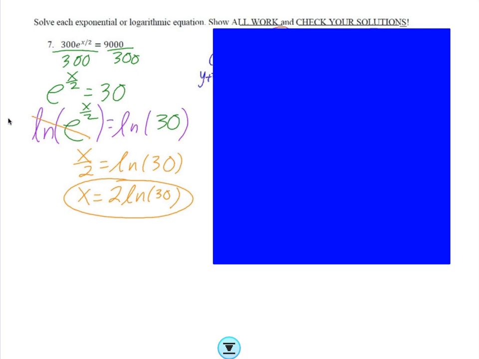Again, I'm going to take the ln of each side. ln and e cancel. x over 2 is ln of 30. To get rid of this 2 in the denominator, you need to multiply both sides by 2. That's how you get rid of a 2 in the denominator, because these will then cancel. So that's how I got x equals 2 ln of 30. No need to check.